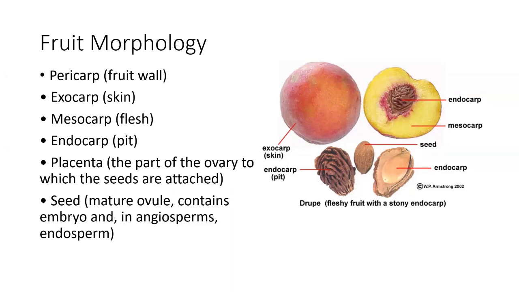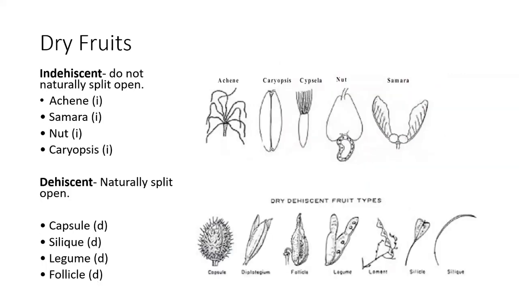Again, one of the best examples is going to be our peach. The fuzzy part of the peach, that's the skin, that's the exocarp. Then we have the mesocarp, often the fleshy part, the part that we eat. Not that you can't eat the exocarp, but usually it's the fleshy part that we eat. Then we have the endocarp, or the pit, if you will. And then, of course, we have our seed. All right, moving right along.